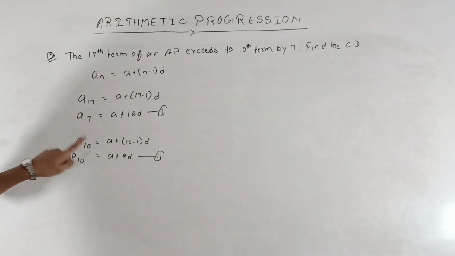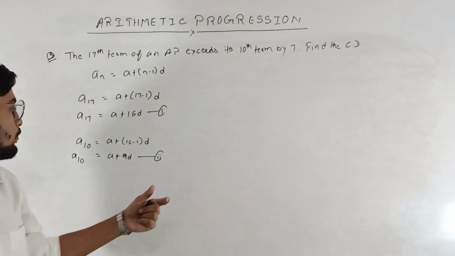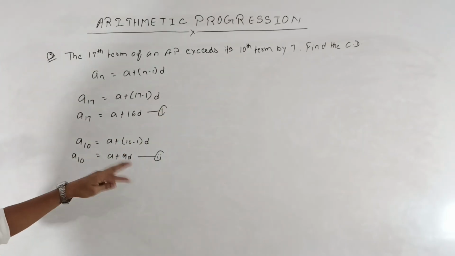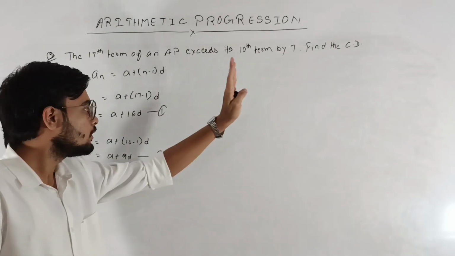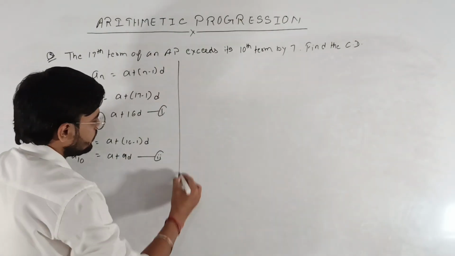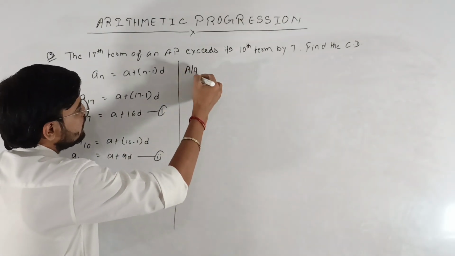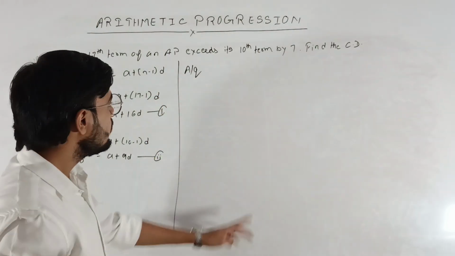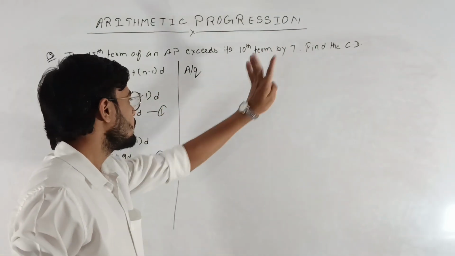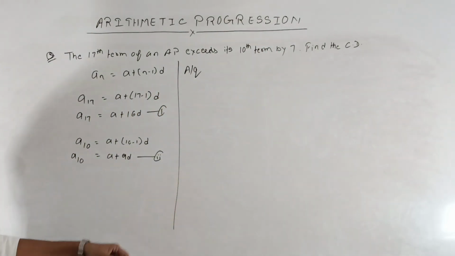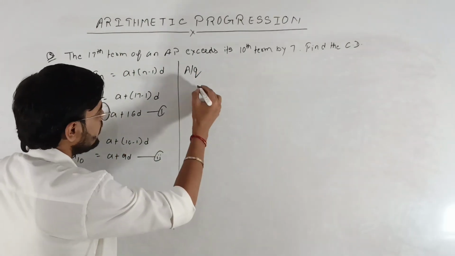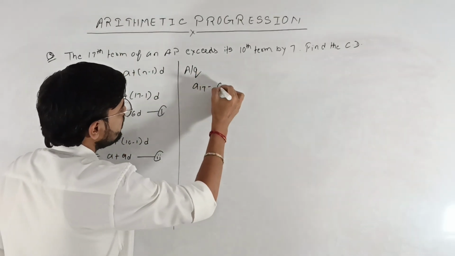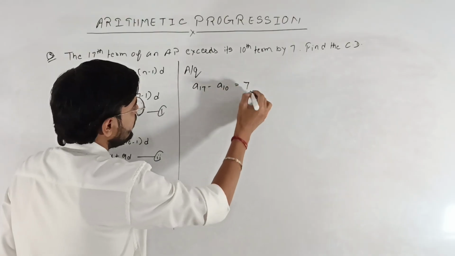The 10th term is A plus 9D. Now read the question. The 17th term of an AP exceeds its 10th term by 7. So according to the question, the 17th term is greater than the 10th term by 7. If I subtract the 10th term from the 17th term, we get 7. So I write A17 minus A10 is equal to 7.